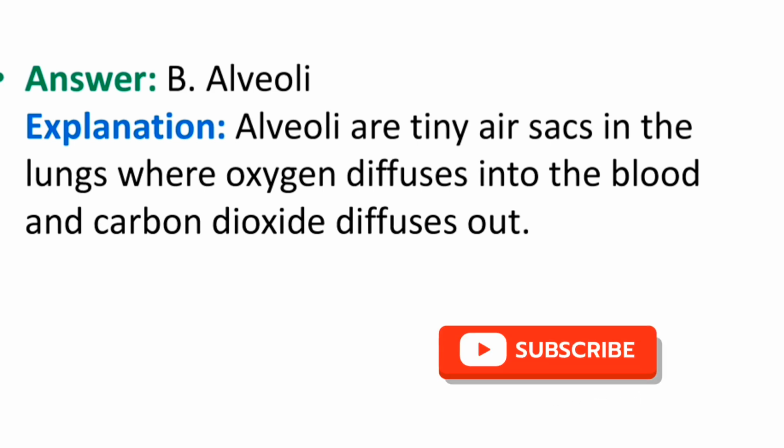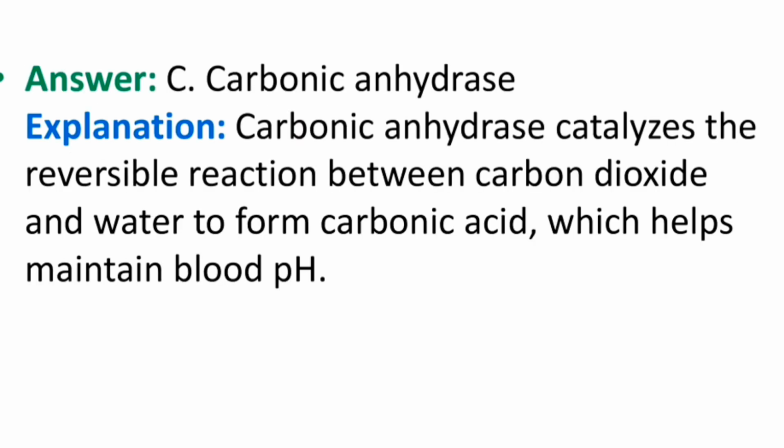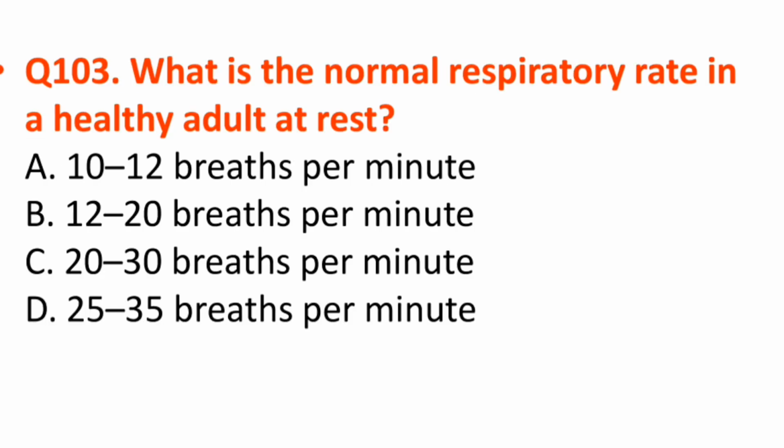The next question. Which enzyme converts carbon dioxide into bicarbonate in red blood cells? Option A lipase, option B amylase, option C carbonic anhydrase, option D pepsin. The correct answer is option C carbonic anhydrase. Carbonic anhydrase catalyzes the reversible reaction between carbon dioxide and water to form carbonic acid, which helps maintain blood pH.